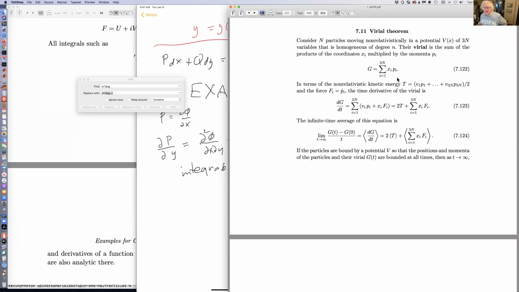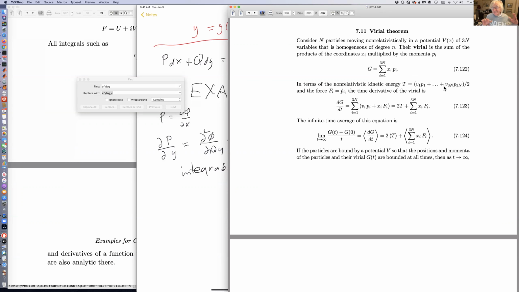This again is non-relativistic. You sum over all the 3N coordinates, x, y, z for particle 1, x, y, z for particle 2, and so forth. And you sum x_i p_i for all the variables, and that's called the virial G. Probably should have called it V, but then we have the potential.